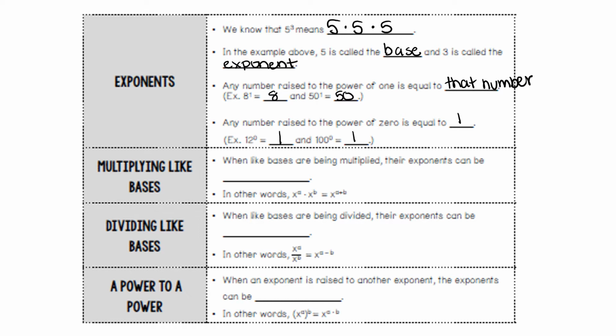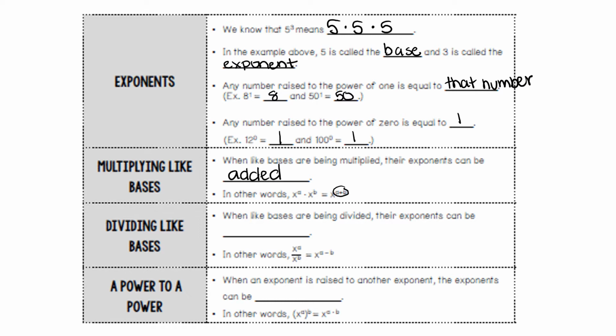For our second property on multiplying like bases, it says when like bases are being multiplied, their exponents can be added. And so for example, they give us this problem, x with an exponent of a, and then again x with an exponent of b, and we would do a plus b to get our final exponent.